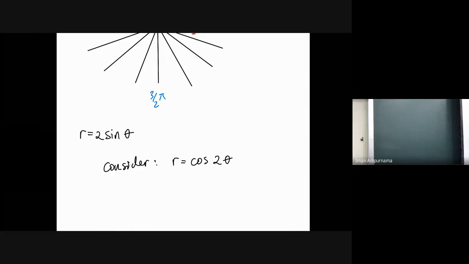You can try, for example, from 0 and try pi over 6, pi over 4, pi over 3, pi over 2. See what it looks like.